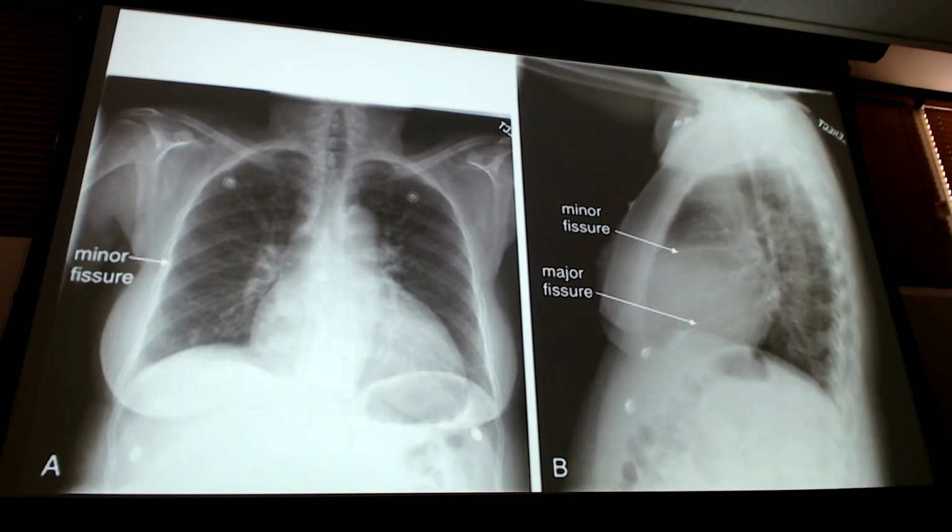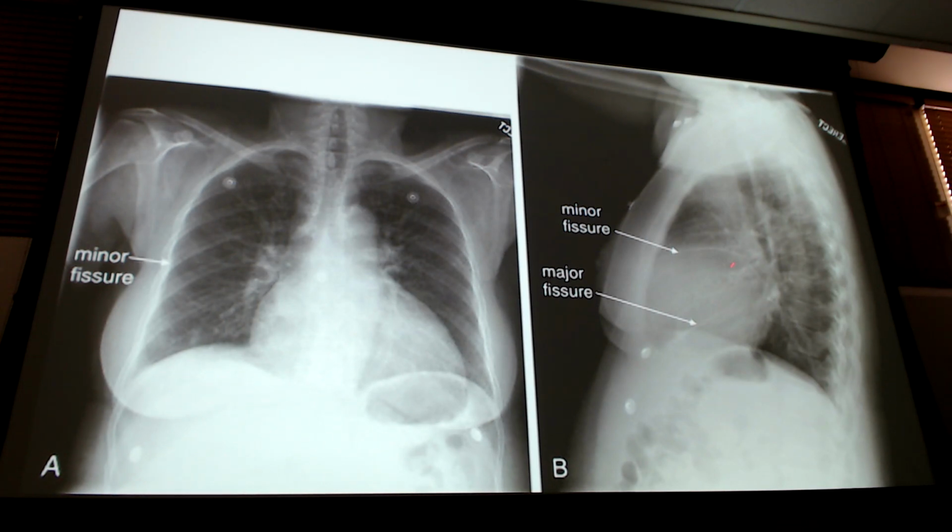And sometimes with the x-rays. So now, if you look really closely, there's the minor fissure on that PA. This is one of the best images I can find that actually shows it prominently, because even I will admit that is really hard to see.